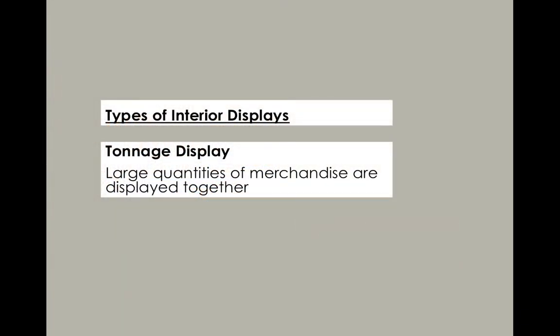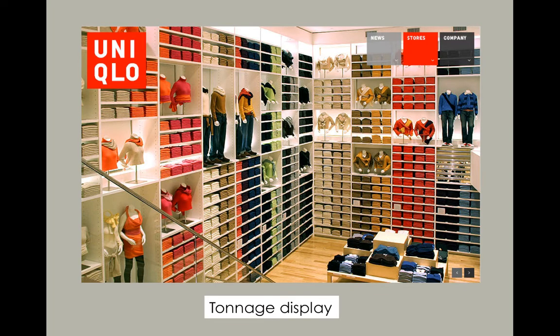And lastly, we have tonnage display. What do we mean? It means that large quantities of merchandise are being put together. Large quantities of the same merchandise are being put together. Again, Uniqlo, very strong example of a tonnage display. It looks as if they don't even need stock rooms anymore because all of their stocks are out on display.